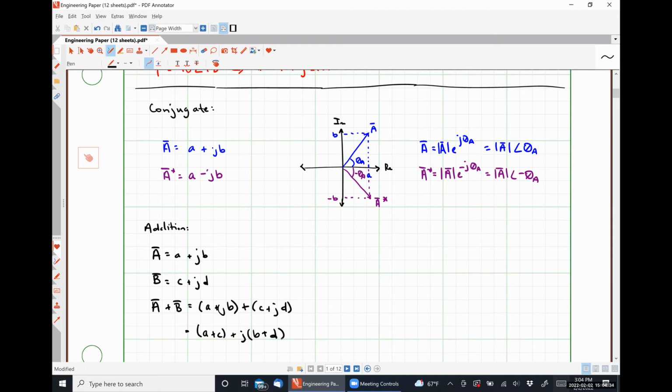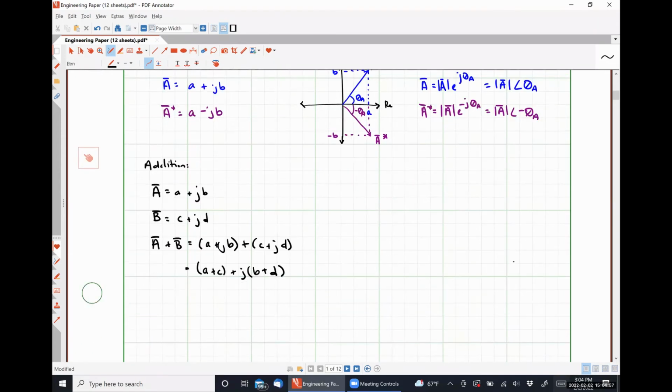This is just like adding vectors in your Physics 201 class, right? The real parts are vectors in the X direction or in the real direction. The imaginary parts are vectors in the Y direction, and you just add the X components together, add the Y components together, and you get your resultant. Subtraction is effectively the exact same thing as addition, but there's a negative sign thrown in the mix.